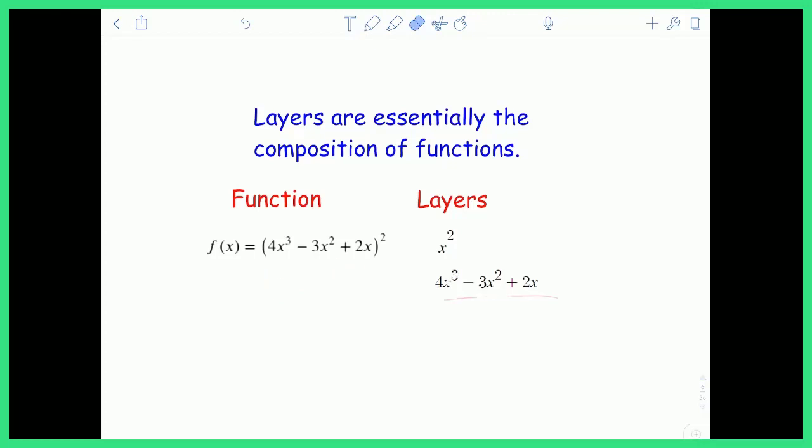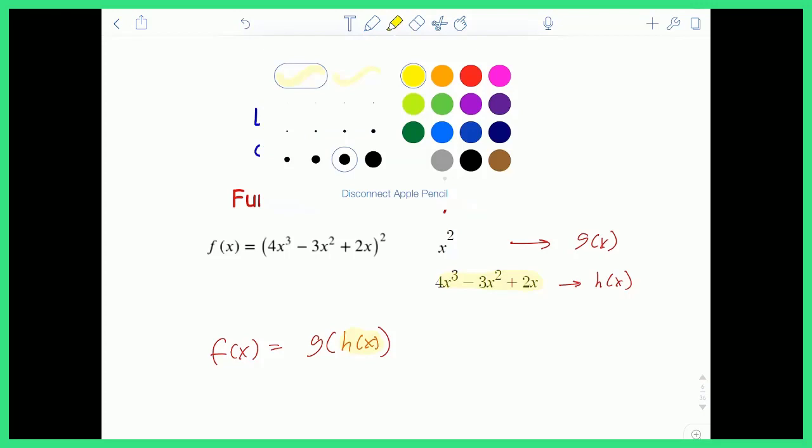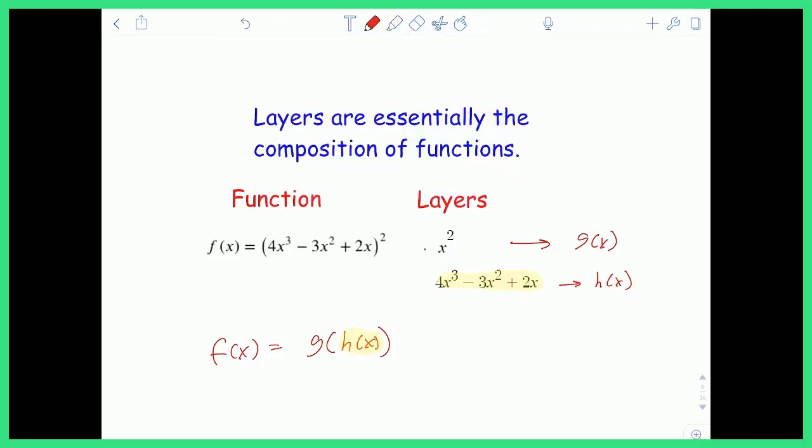So if we allow x squared to be considered as, let's say, g of x, and the cubic polynomial we'll call h of x, to get the original function f, you're basically composing g of h of x. You're taking h of x, which is this cubic polynomial, and plugging it inside of g, which is this x to the second term, right here. So the function f is really just the composition of g of h of x. H of x goes inside g of x.